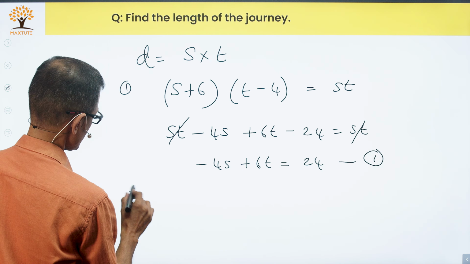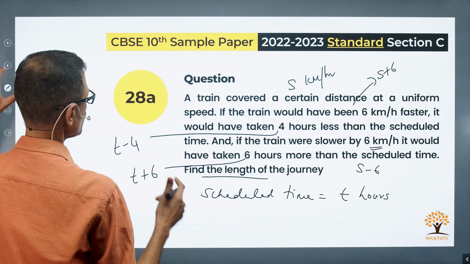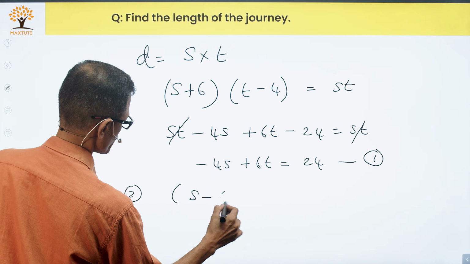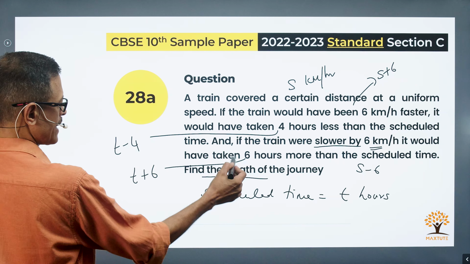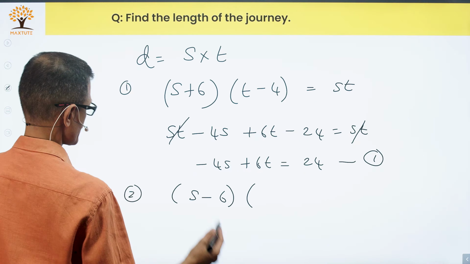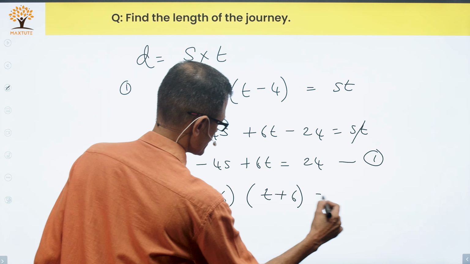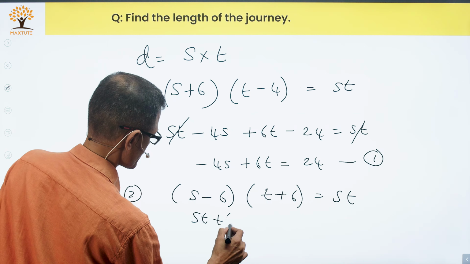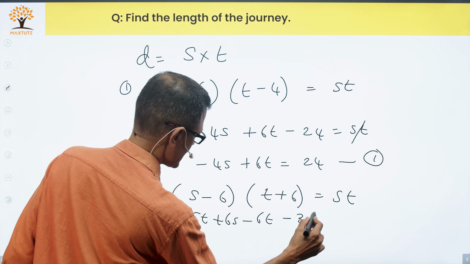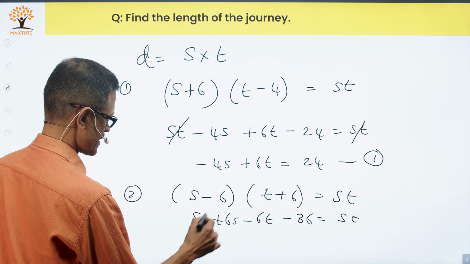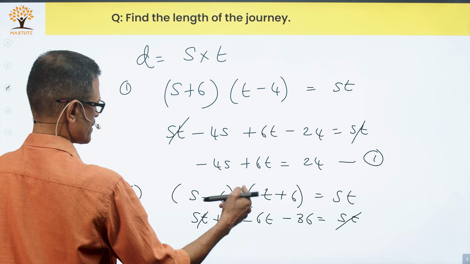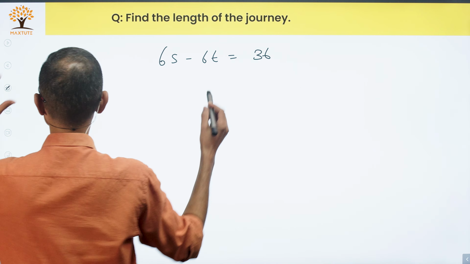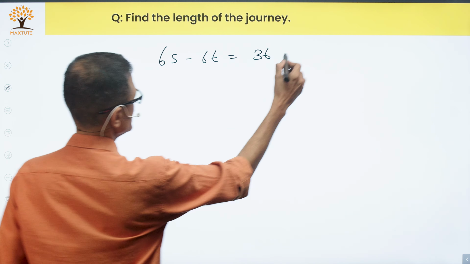Let's look at scenario 2. In scenario 2, it's traveling 6 kilometers per hour slower. So speed becomes s minus 6, as we noted down. The extra time taken will be 6 hours. So time taken is t plus 6. We're going to proceed along the same lines. This is equal to st. Expand this. This is st plus 6s minus 6t minus 36 is equal to st. st gets cancelled on both sides. So what we have is 6s minus 6t is equal to 36, taking it to the right hand side. So this is equation 2.